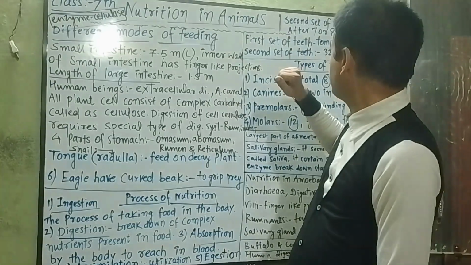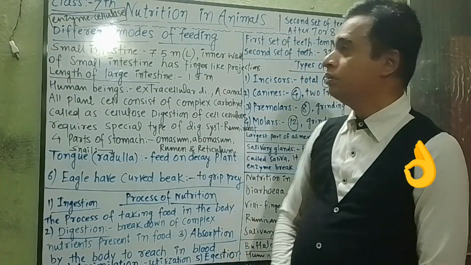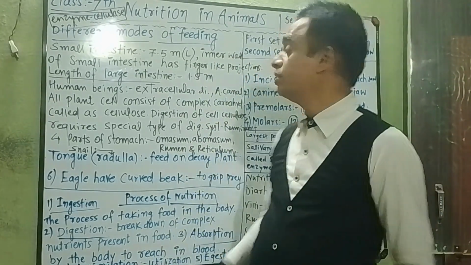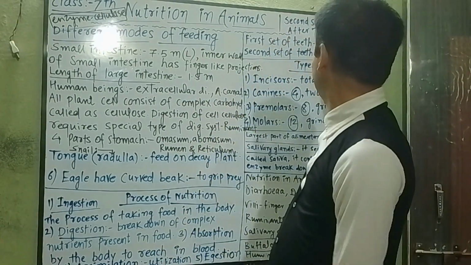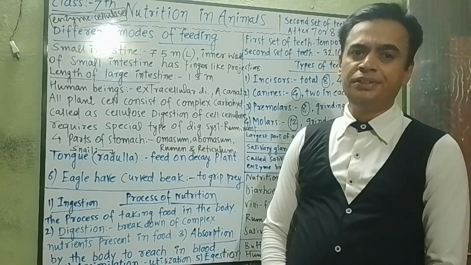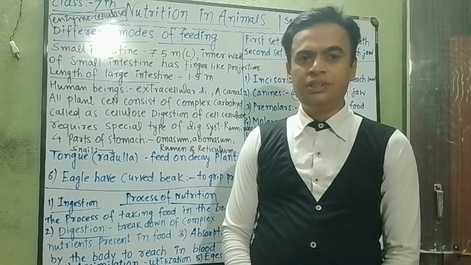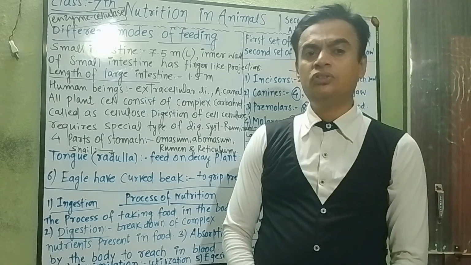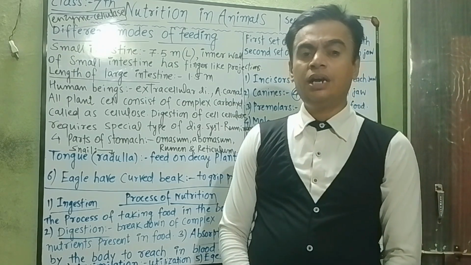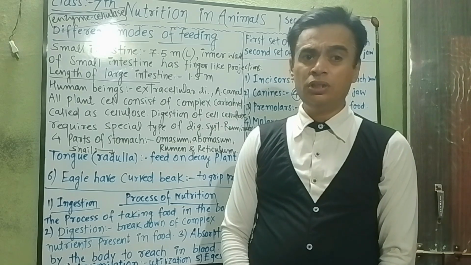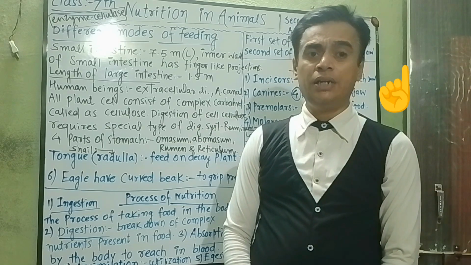मग there are 2 sets of teeth, temporary teeth and permanent teeth. First set of the teeth is called temporary teeth in human beings. Generally, up to the age of 8 years, there are temporary teeth. Second set of the teeth is called permanent teeth. And after the age of 8 years, these permanent teeth appear. Total number of teeth present in human beings is 32.